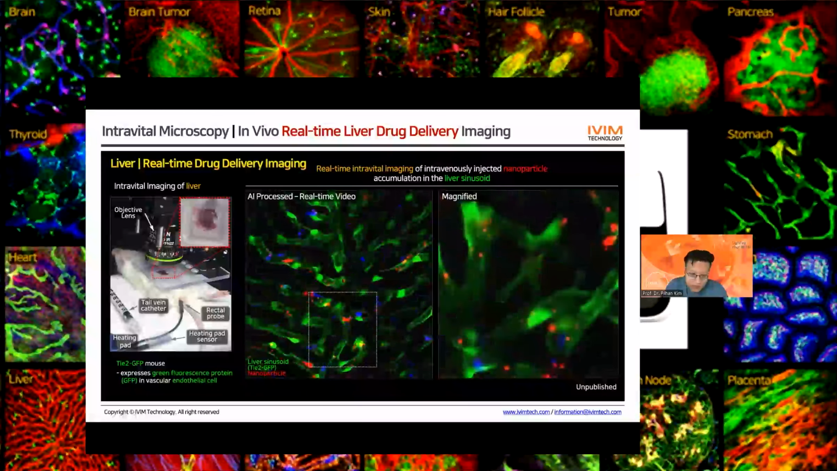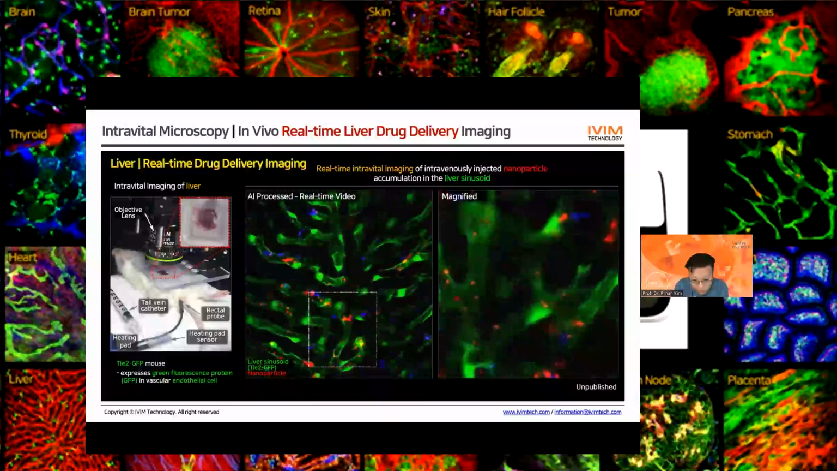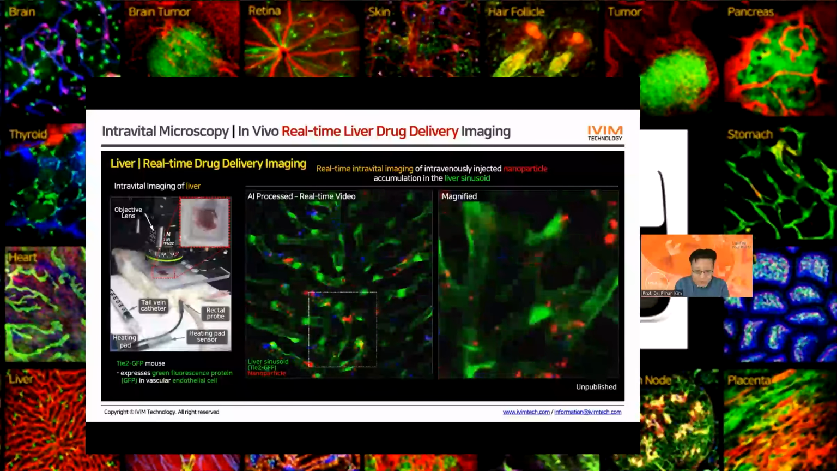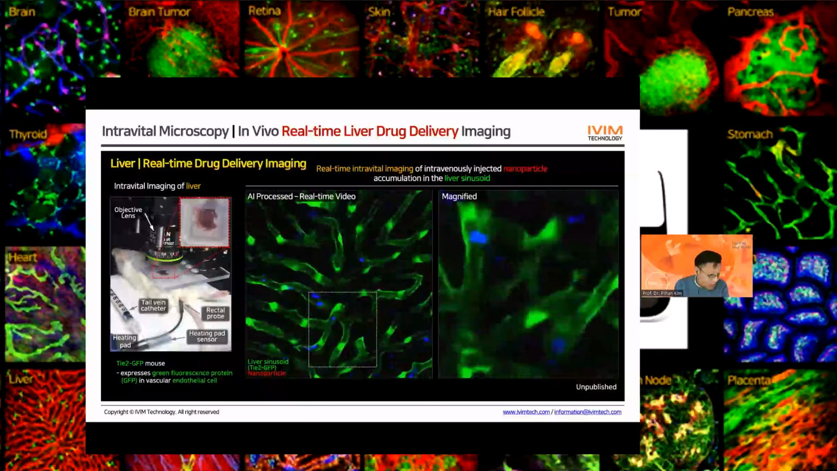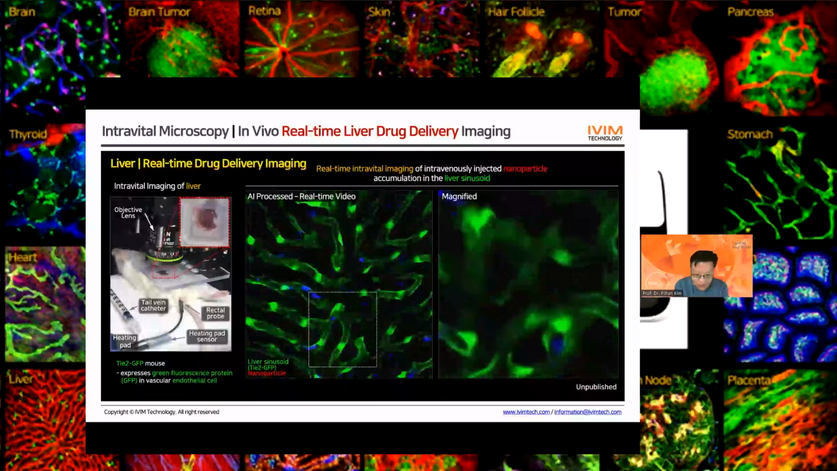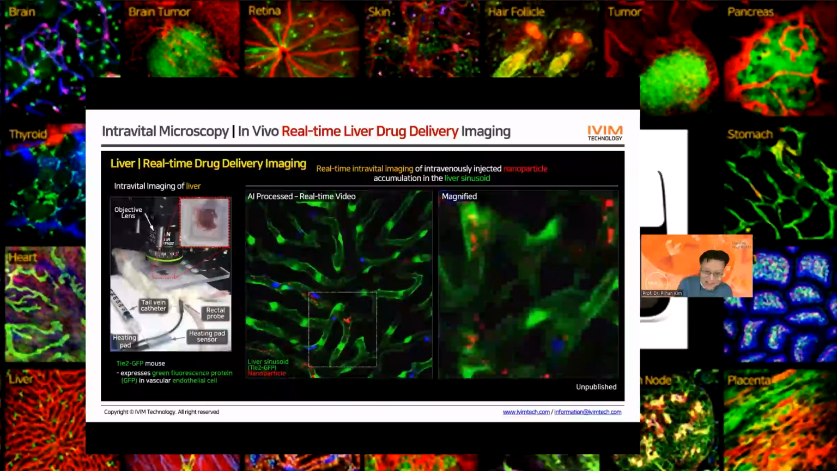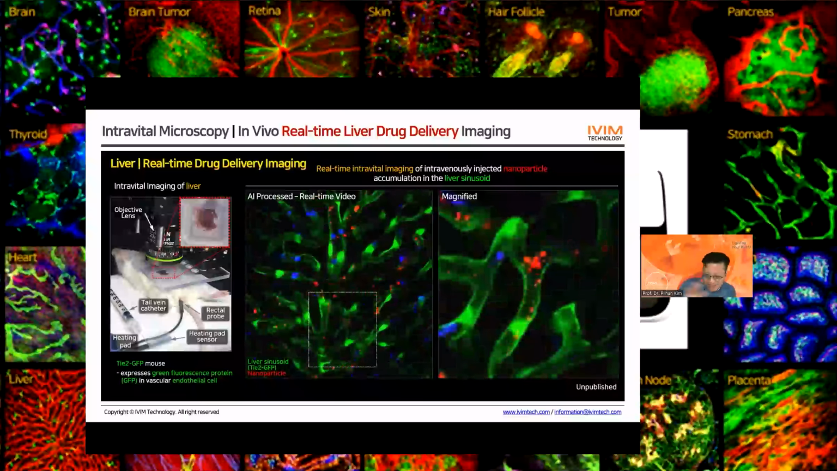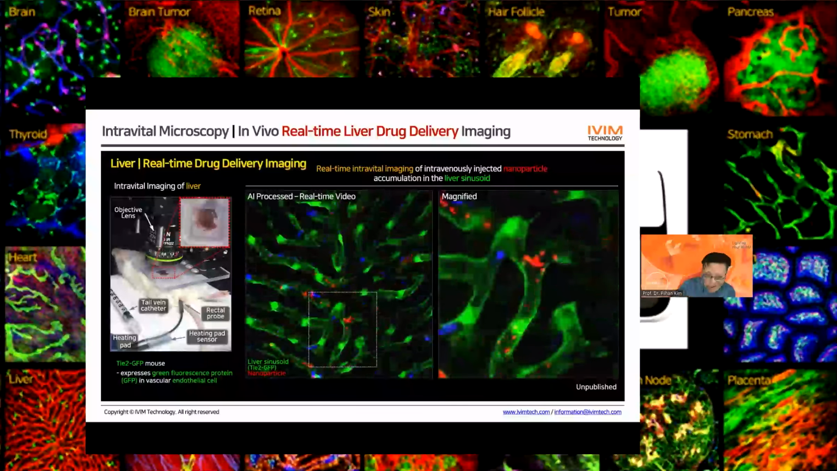So if you can label your drug with a fluorescent dye, then you can directly see the delivery and distribution of that fluorescently labeled drug in the live animal model, like this example. Again, this is a real-time video, so we can directly see the delivery of this nanoparticle through the vein and its accumulation in the liver.